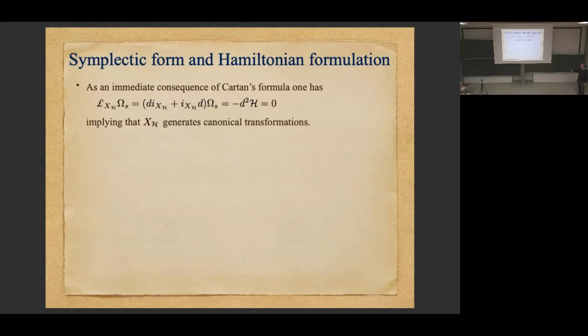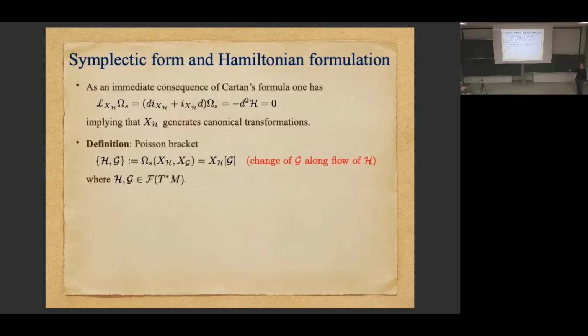Now, one immediate consequence of the Cartan formula I was advertising before is that you can show immediately that any Hamilton vector field preserves the symplectic structure. Otherwise put, it generates a canonical transformation. This is simply: you apply the Cartan identity to it. You know d omega is 0, so this term goes away. And here you use the definition of xh, so this is minus d squared h, but d squared is 0, so this is 0. So this is completely trivial.